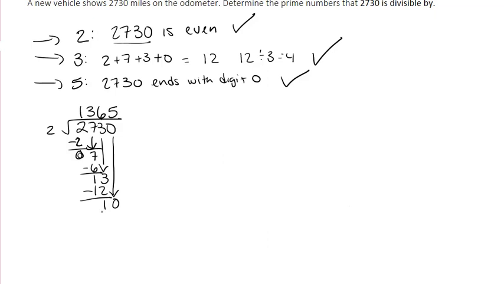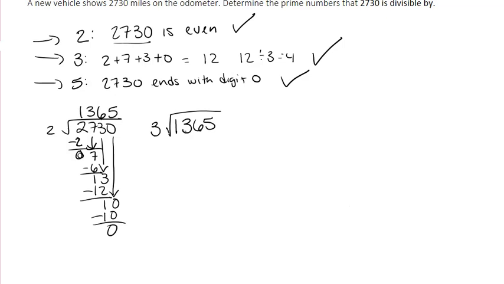And we get 2 times 5 is 10. So we subtract and get 0. So now we have 1,365. So we're actually going to then subtract and take 3 out from that number.